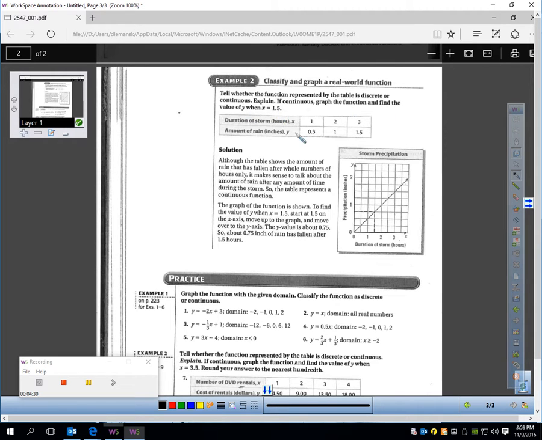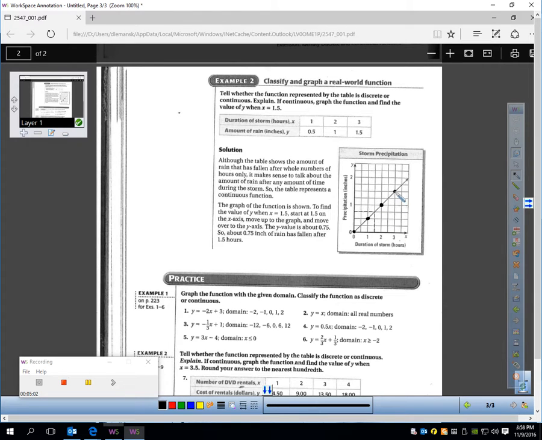So they told us that we had a rainstorm, and in an hour's time it dropped a ½ inch of rain. In 2 hours' time it dropped an inch of rain, and in 3 hours' time it dropped 1.5 inches of rain. So let me go ahead and plot those points. When the storm started, there was no rain yet, so that'd be 0, 0. 1 hour later, there's a ½ inch of rain. 2 hours later, a full inch, and 3 hours later it was 1.5 inches.